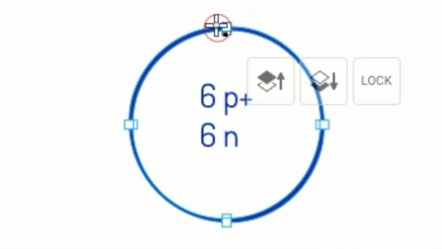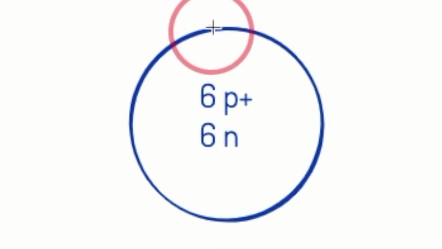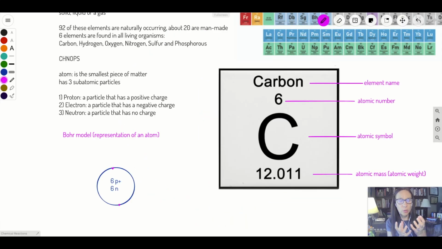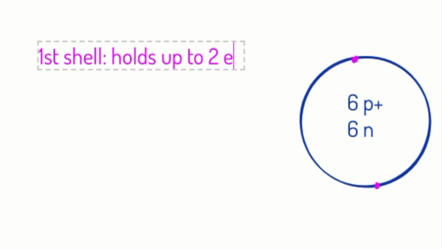And the first orbital in any atom can only hold up to 2 electrons. Because our atomic number is 6, that means we have 6 electrons. So I'm going to draw the electrons as pink. I'm going to draw this like that. So that's 1 electron, and this is the second electron. The first orbital, which is a sphere around the nucleus, can hold 2 electrons only. So I'm going to write that down here. The first orbital, I'm going to call it shell, but it's an orbital, holds up to 2 electrons, okay?